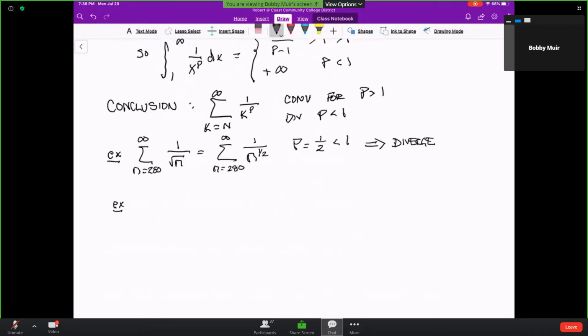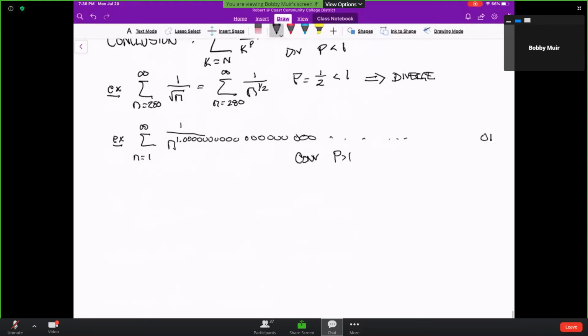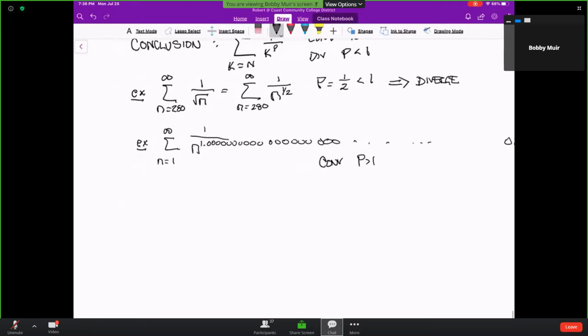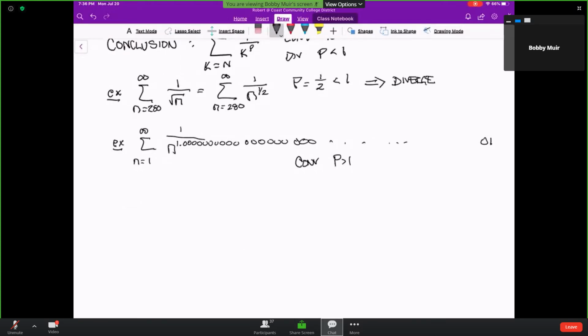Okay, so this is all I need. The sum n equaling 1 to infinity of 1 over n to the 1 converges because p is bigger than 1. Okay?